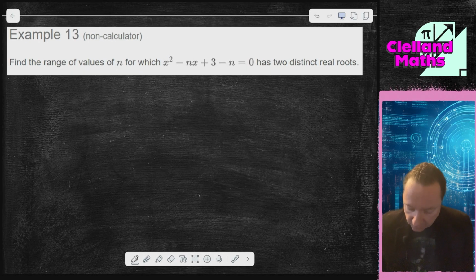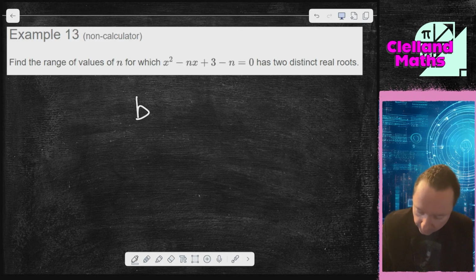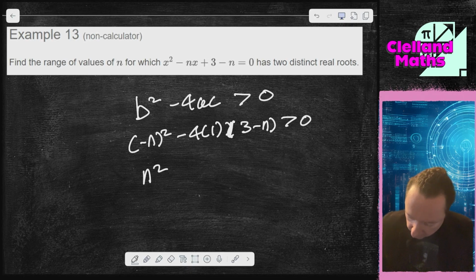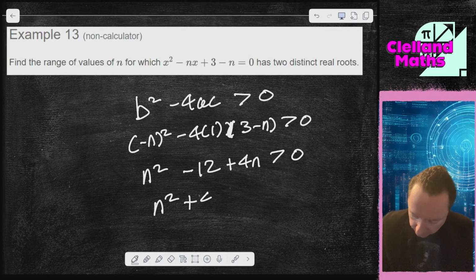Example 13. Find the range of values of n so that this has two distinct real roots. B squared minus 4ac then is greater than 0. B is minus n, squared, minus 4 times 1, and then we've got on the end 3 minus n. Now this is going to give a quadratic, n squared, 4 3s is 12, and 4 times n is plus 4n, because a minus times a minus. Let's get that in the correct order.